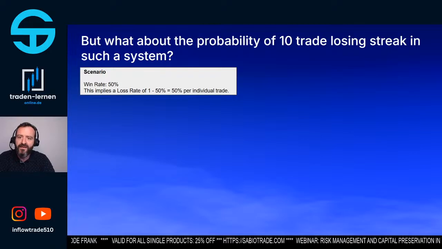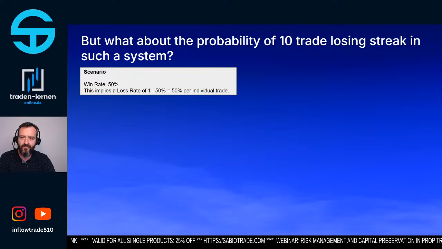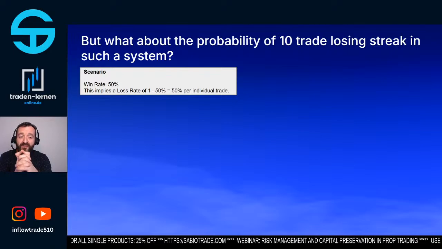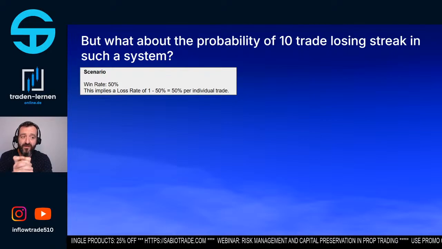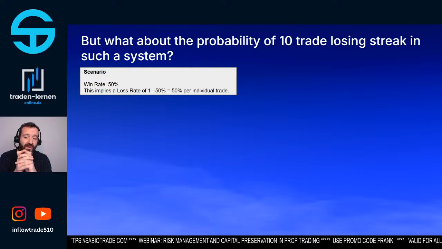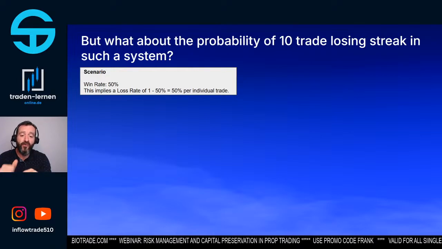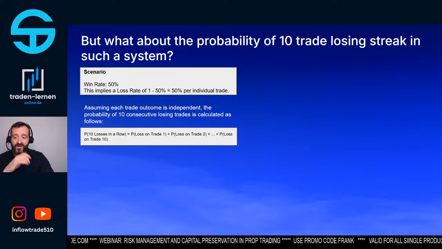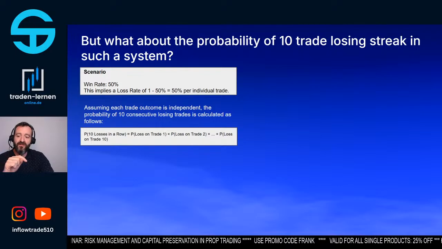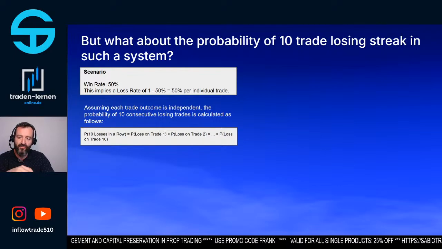So let's get to the next question. What is the probability of losing 10 trades in a row if the win rate is 50%? This implies a loss rate of also 50% for each individual trade. Assuming that each trade outcome is independent, the probability of 10 consecutive losing trades is calculated as follows.